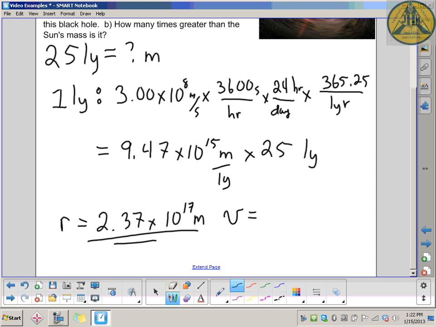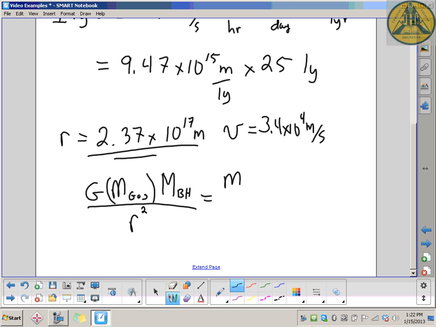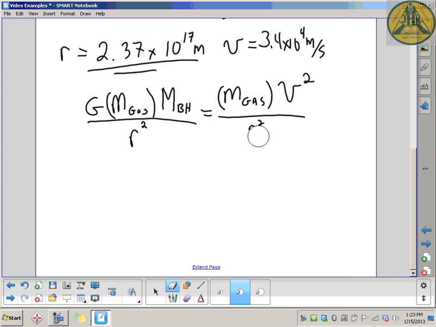We're given the orbital velocity, back up at the top of the question, 3.4 times 10 to the 4 meters per second, so we don't have to change anything there. So we have meters for our orbital radius, meters per second for velocity. I'm going to relate Newton's force of gravity, which we did in class, so I'll go through it a little faster right now. G, the mass of the gas, times the mass of the black hole, supposedly, divided by the distance from the black hole to the gas squared. Newton's law of universal gravitation has to equal centripetal force, so it's the mass of the gas, its velocity squared over its orbital radius. Oh, sorry, there's not a square down there, just r.